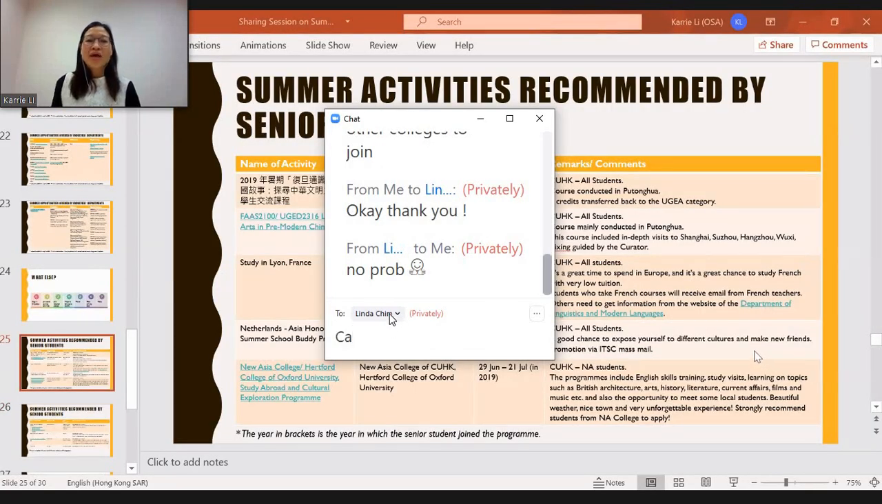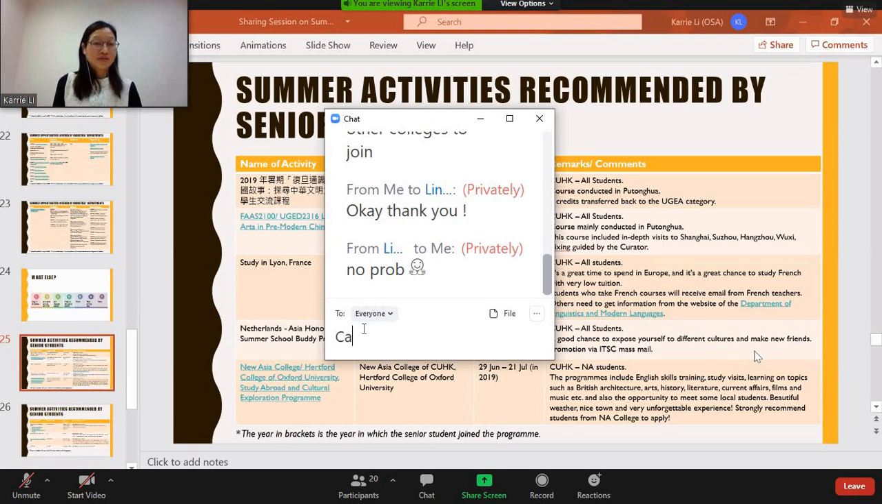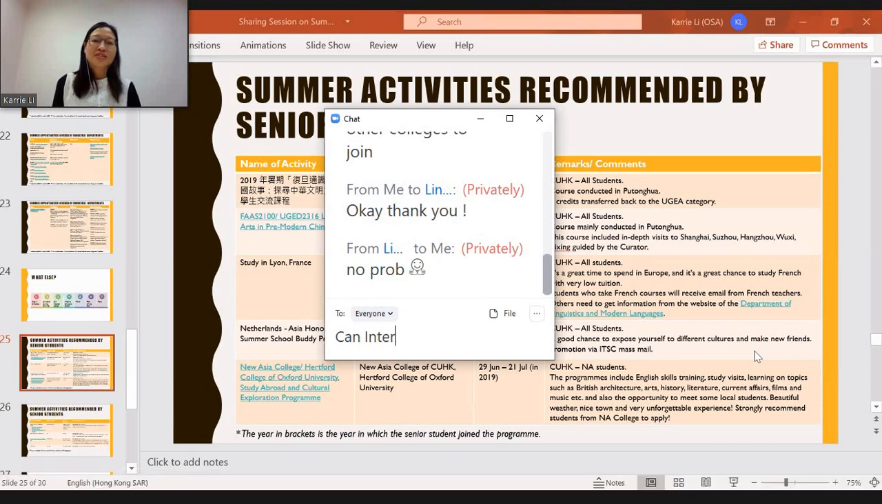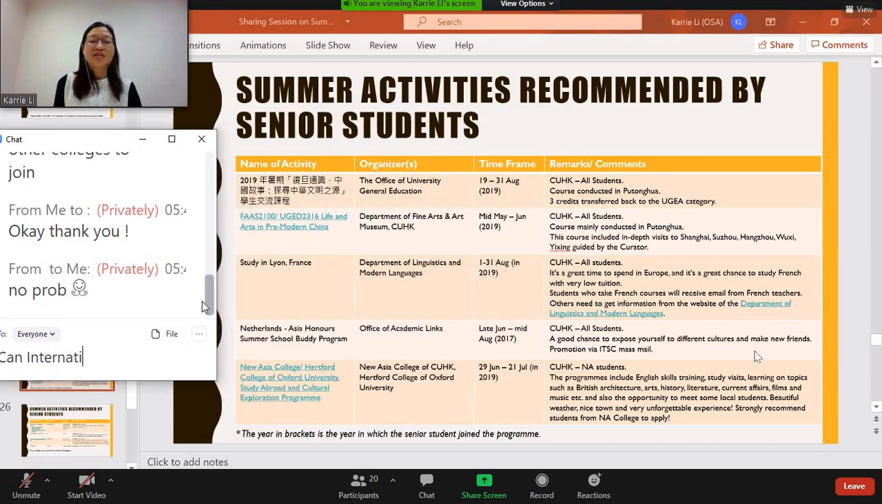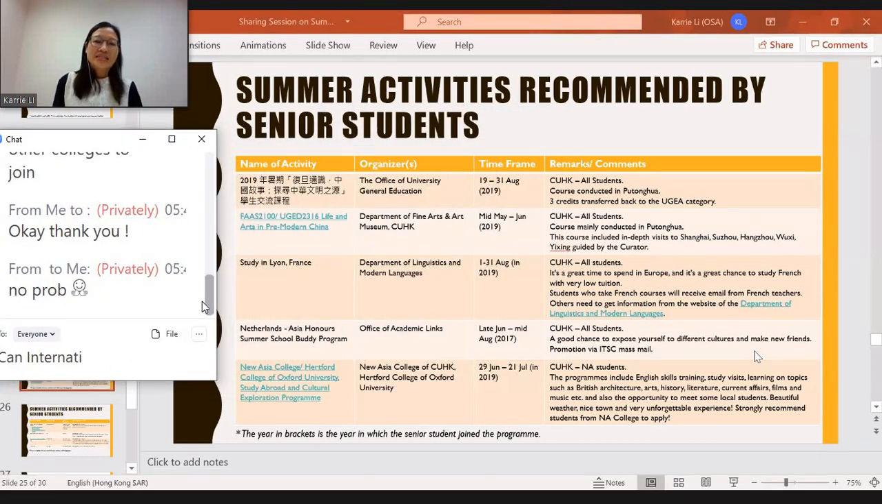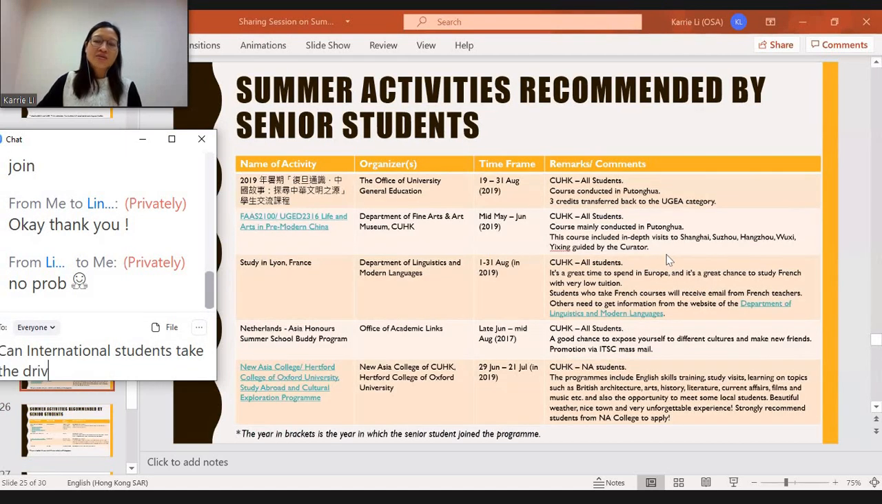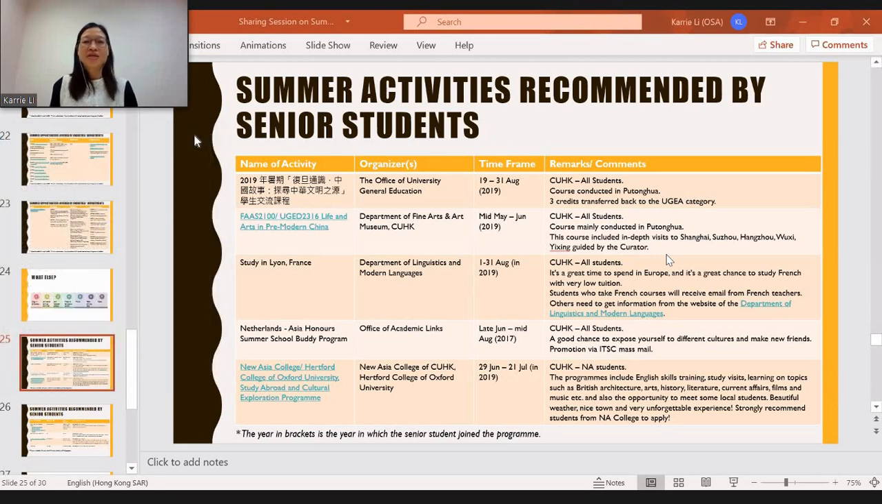So when we prepared this sharing session, actually we also tried to approach the senior students and ask them for some recommendations of activities they have joined. So this list included all the inputs of the students. After checking this feedback, as well as the students' sharing just now, we could find that activities recommended by senior students mainly fall into two categories.